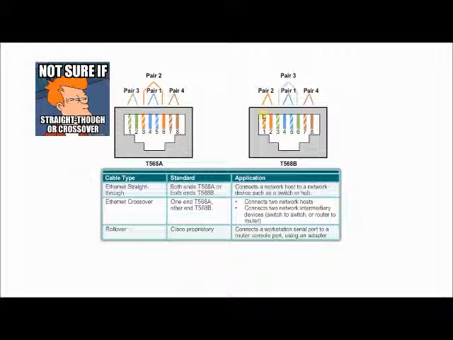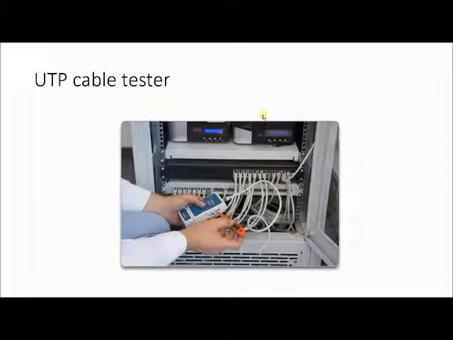The Ethernet crossover has one end with Type A and the other with Type B. That's why it's called crossover. It is used to connect two network hosts, also to connect two network intermediary devices, switch to switch or router to router. And there's also the rollover cable, that has a standard not by the IEEE but by Cisco. And it is used to connect a workstation serial port to a router console port using an adapter.